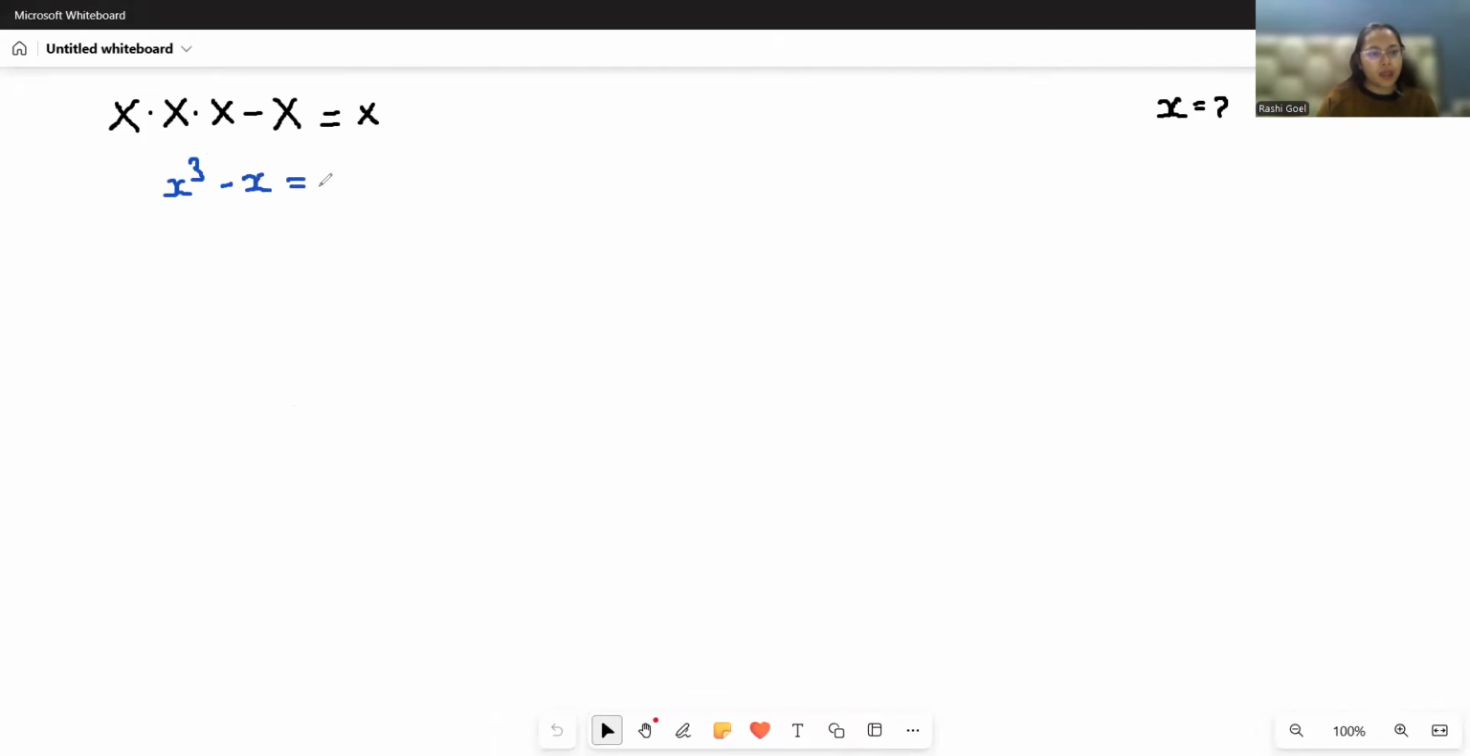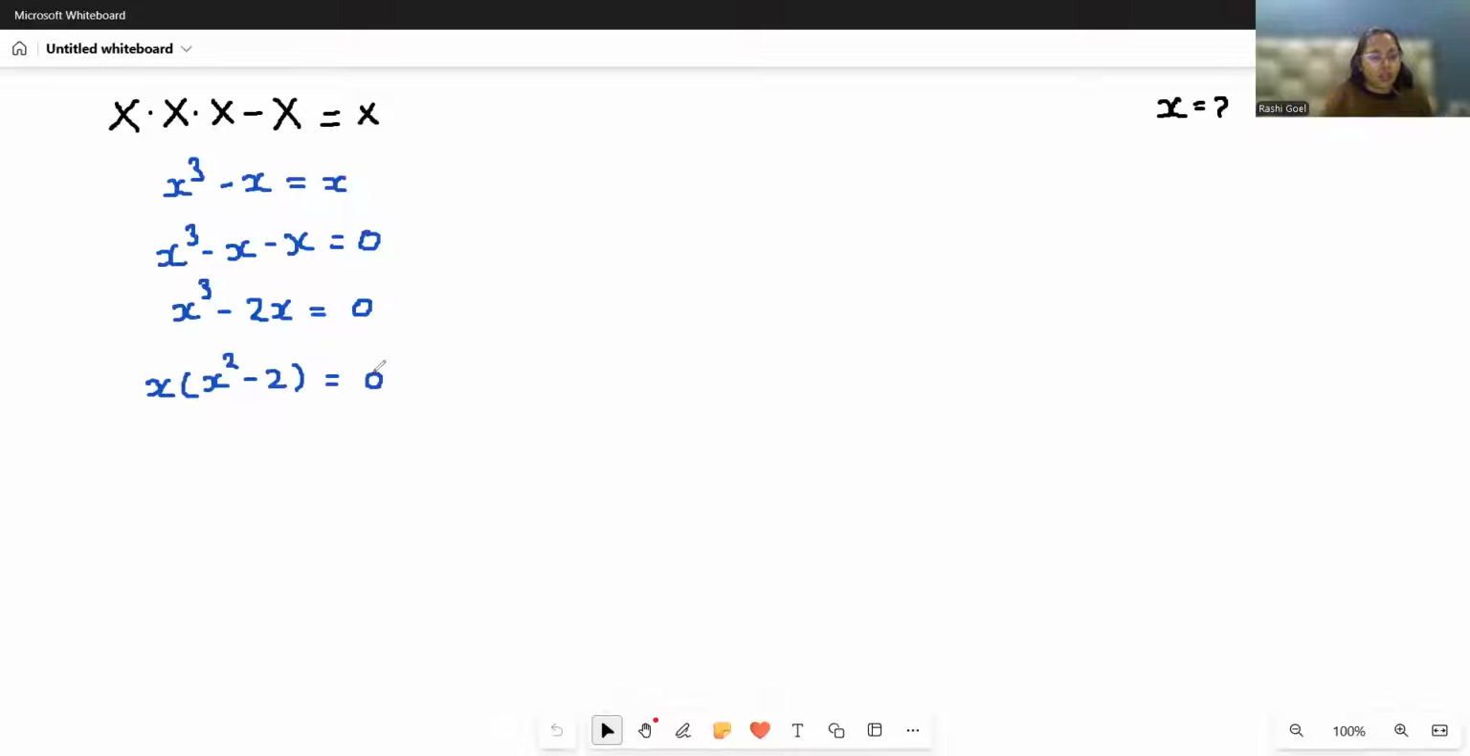minus x equals x. Now bring everything to one side. So x cube minus x minus x equals 0. So x cube minus 2x equals 0. Now factor out x. So it becomes x times (x square minus 2) equals 0.